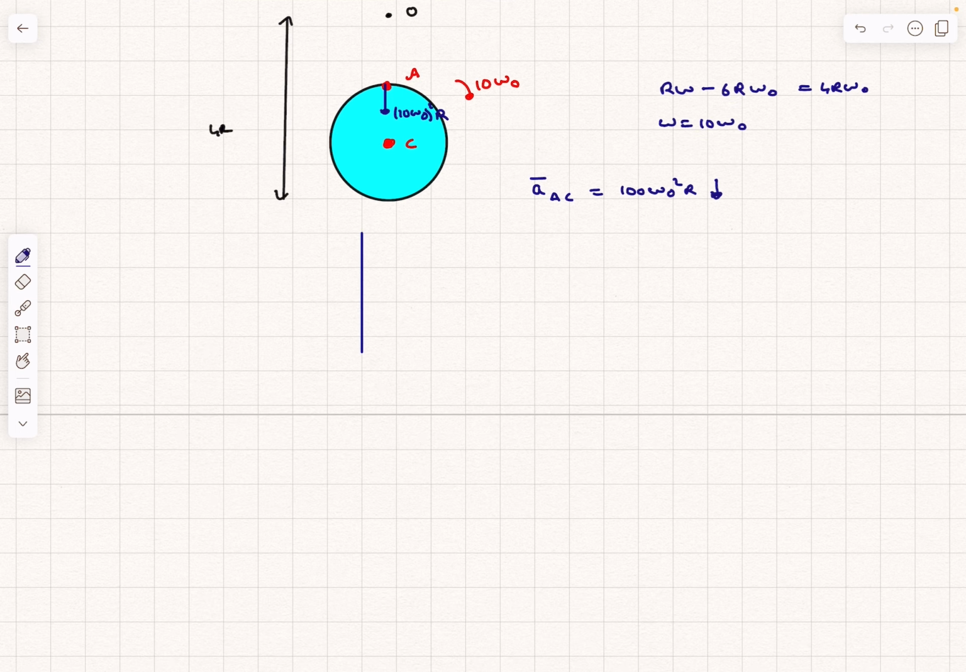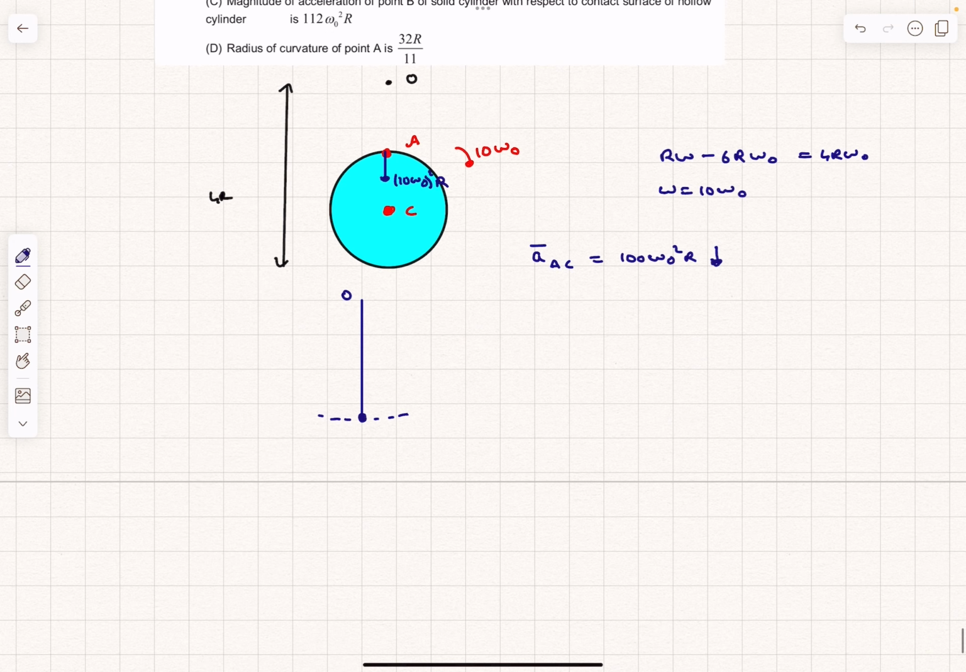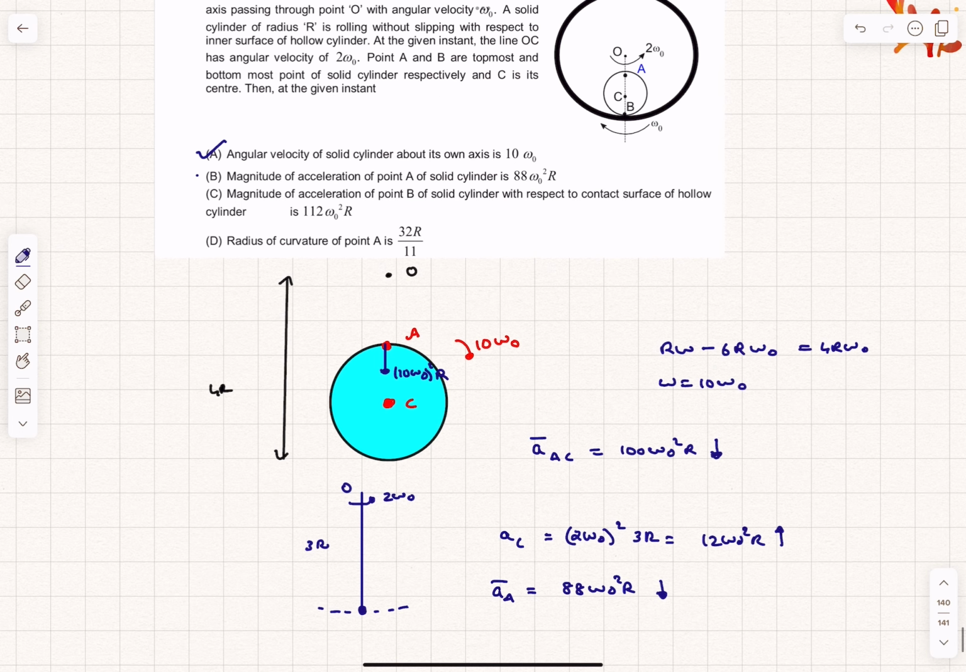Now if you observe the point C, it is essentially performing circular motion about the center O of the hollow cylinder, and it is rotating with an angular velocity of 2 omega naught, and its circular radius is 3r. So the acceleration of the center of mass is going to be 2 omega naught square times 3r. So that is 4 3s are 12 omega naught square r in the upward direction. Now simply to get the acceleration of A, we have to vectorially add them. So it is going to be 88 omega naught square r in the downward direction. So option B is also correct.